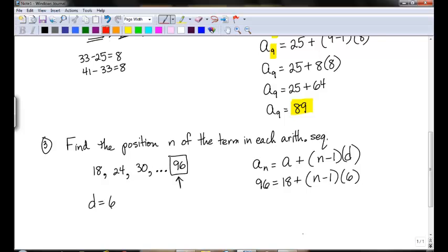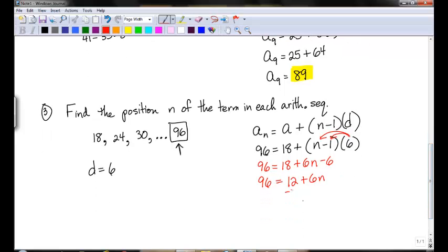Okay, so you're going to have to distribute. Common error is people forget to multiply it times both of them. So you'd have 96 equals 18 plus 6n minus 6. You got to pay attention to the signs. Combine like terms on the right side. The 18 minus 6 would be 12 plus 6n. Okay, and then subtract 12 on both sides. And we'd get 84 equals 6n, and divide by 6.